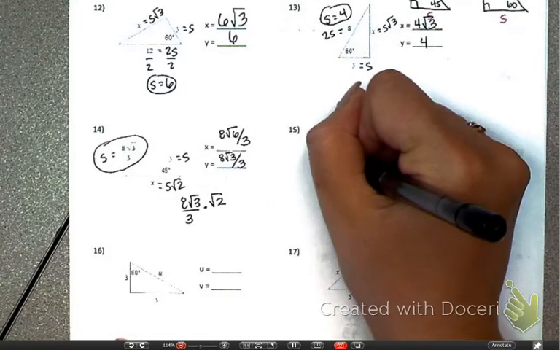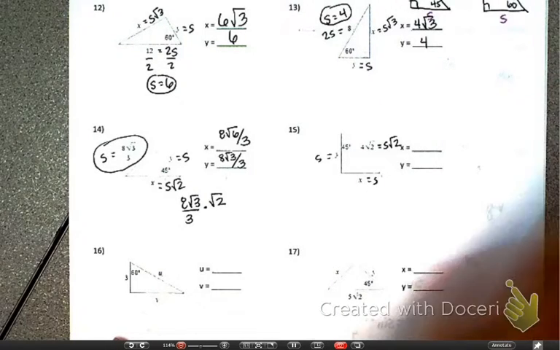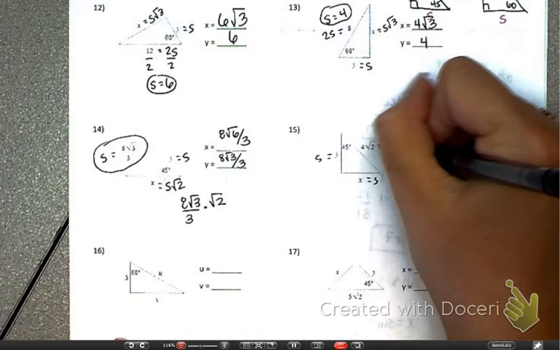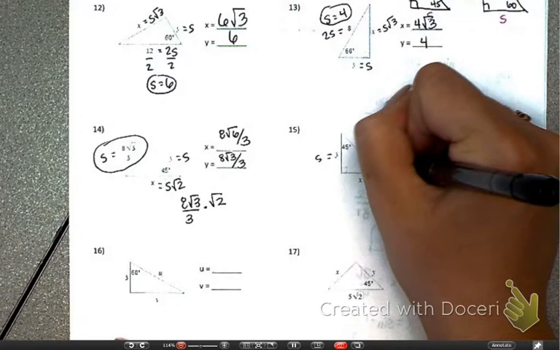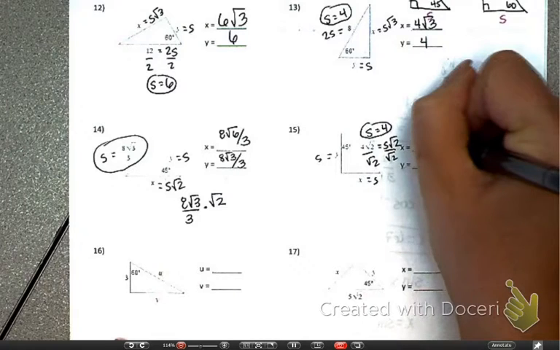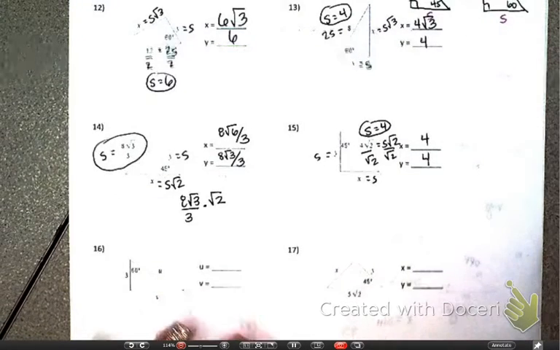Next one, S radical 2. Okay, here's where I can solve. How do I get S by itself? Divide by the square root of 2, which means S equals 4, which means Y equals 4 and X equals 4. If you know your triangle, these shouldn't be that bad.